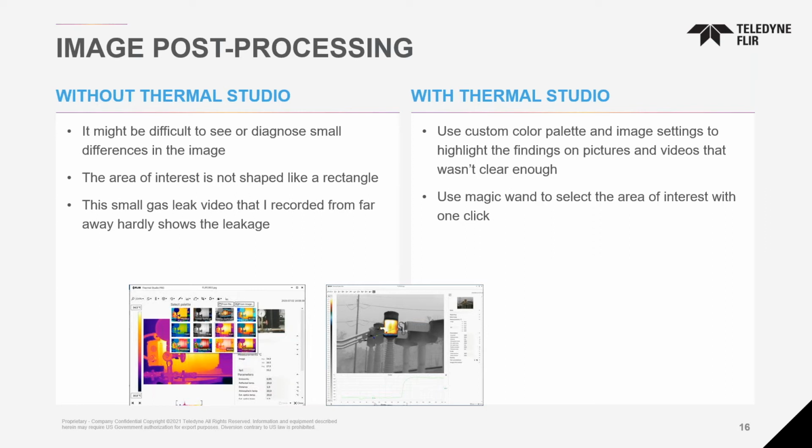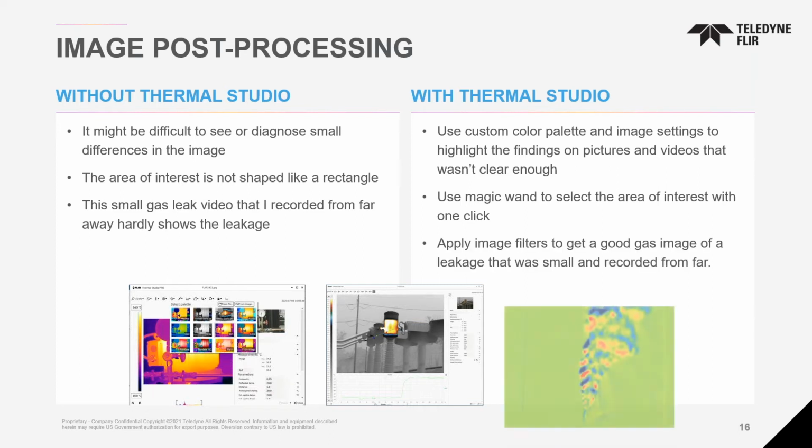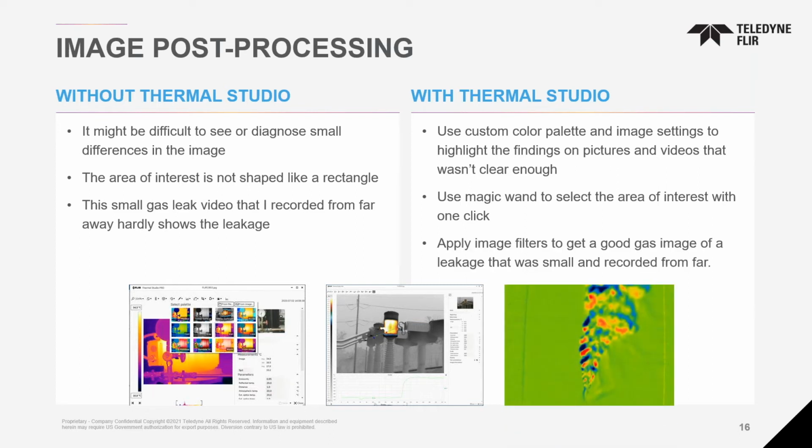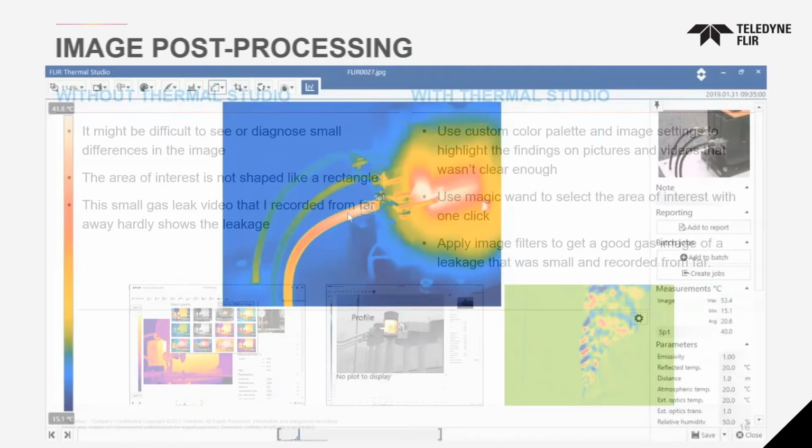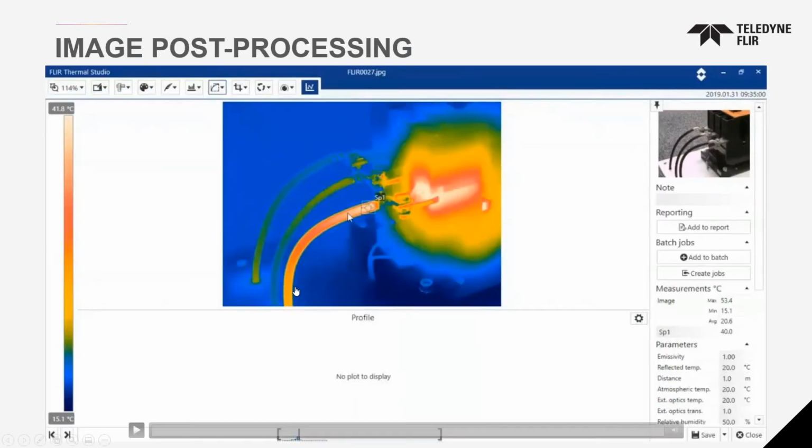And then for the OGI, if you have a small gas leak that you recorded from a ways away, it might be hard to see that. But inside Thermal Studio, you can actually play with the image filters to make that leak pop even a little more, so it's clear where that leak is coming from and the magnitude of that leak. So here, I'm going to hit play on this video in just 1 second, but this is just a couple examples of image post-processing.